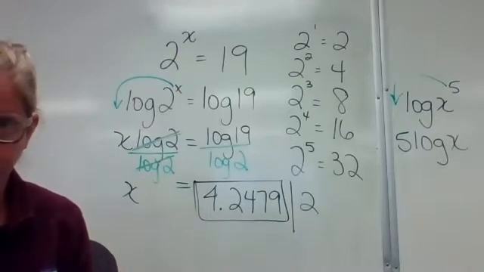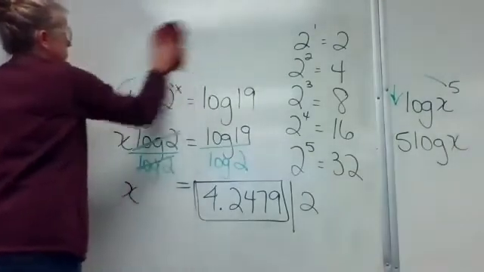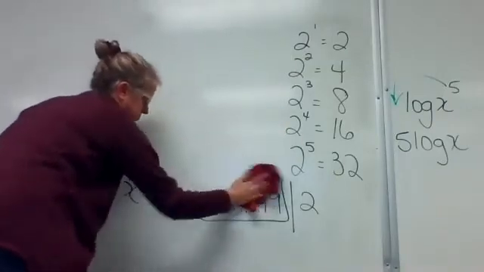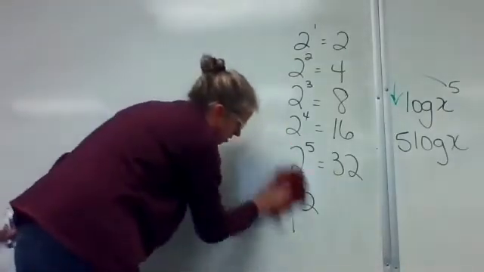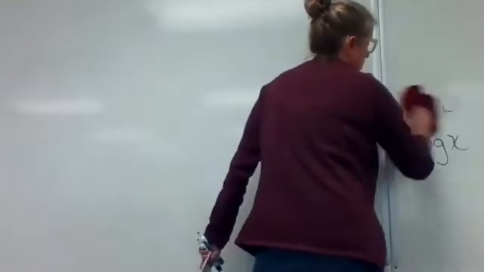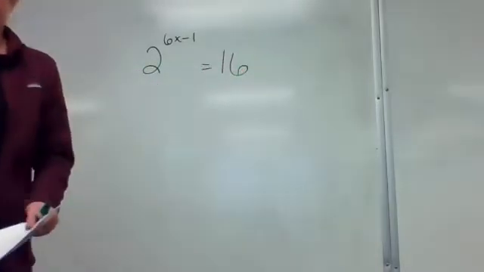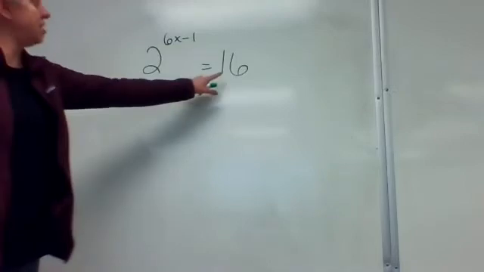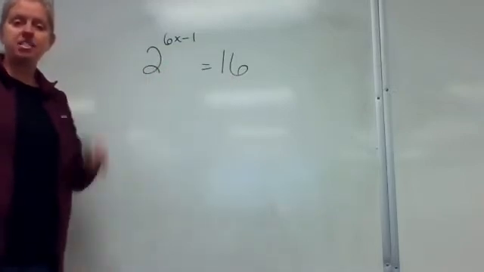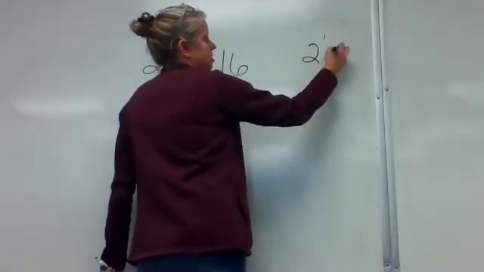Right, number 4. 2 to the 6x minus 1 equals 16. So again, the first thing I'm going to check is if I can turn this into a number that has a base of 2. Because if I can, then I don't have to use the log rule. Let's see if I can get to 16 using 2's.